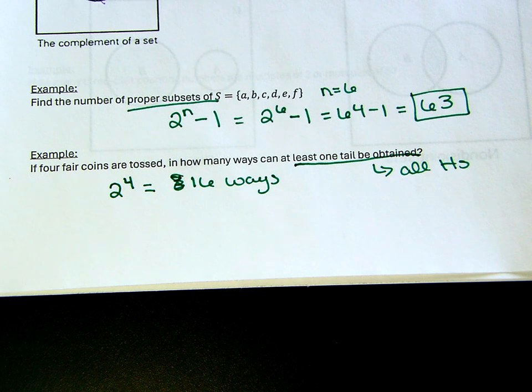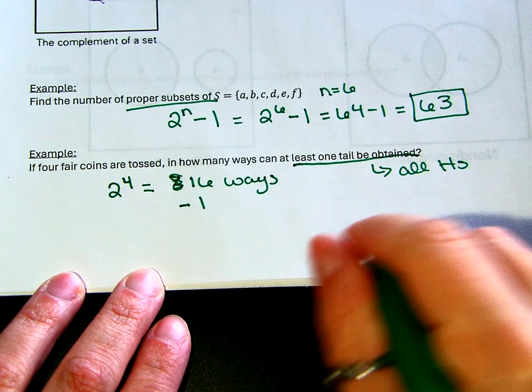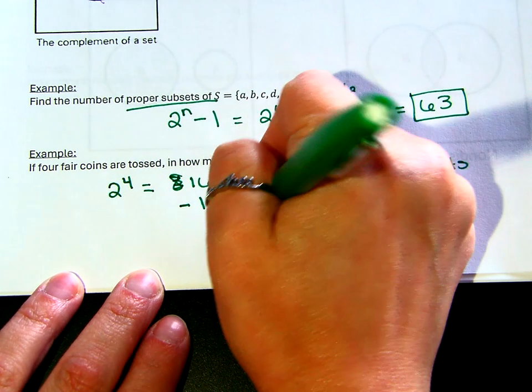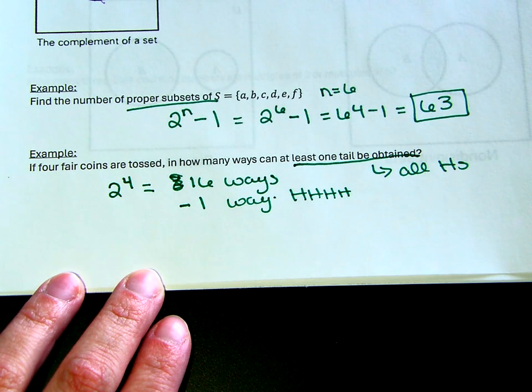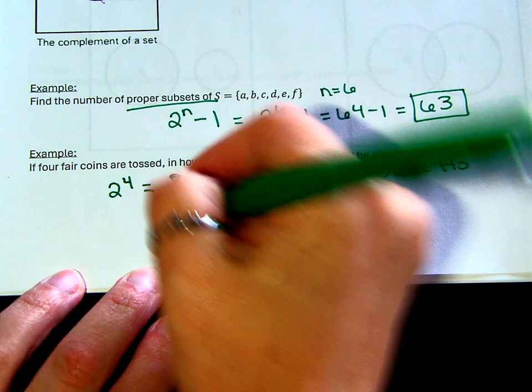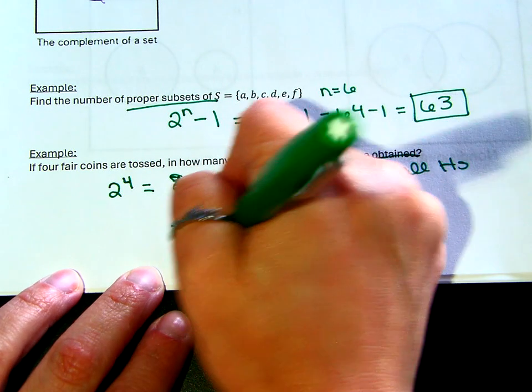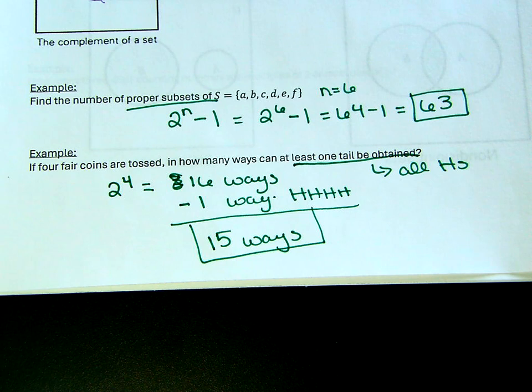So I'm going to subtract the complement of at least one tail, which is one way of getting heads, heads, heads, and heads. This all heads option is the complement of getting at least one tail, which gives us 15 ways that we can come up with this. There's 15 options of getting at least one tail.